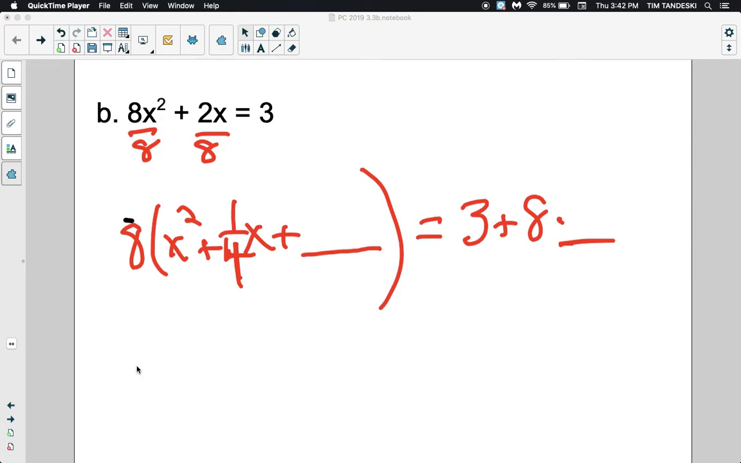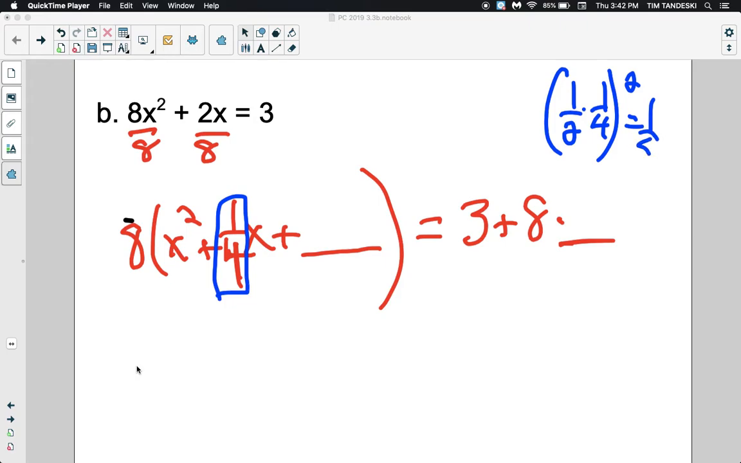So we always take half of the b term. So I want to take half of this b term right here. So I want to take 1/2 times 1/4, and I want to square that. That's going to be 1 over 8 to the second power, so that is going to be 1 over 64. So I'm going to put a 1 over 64 in both blanks right there.